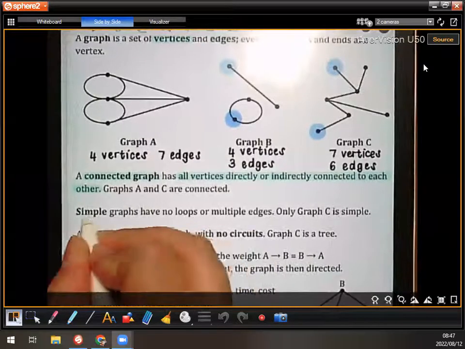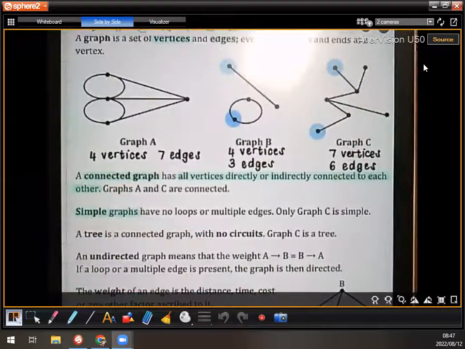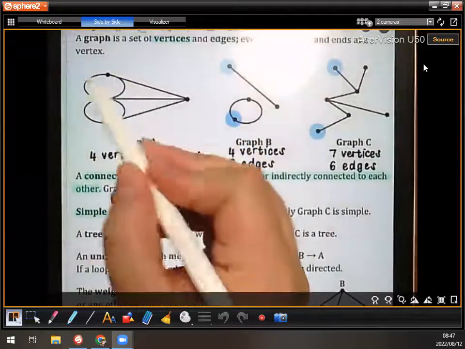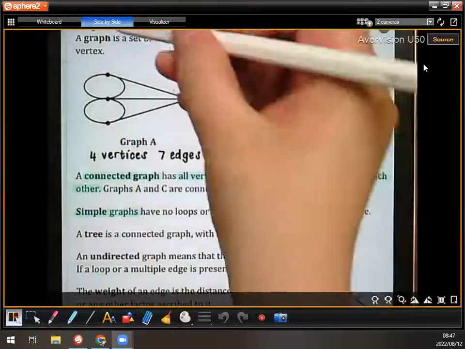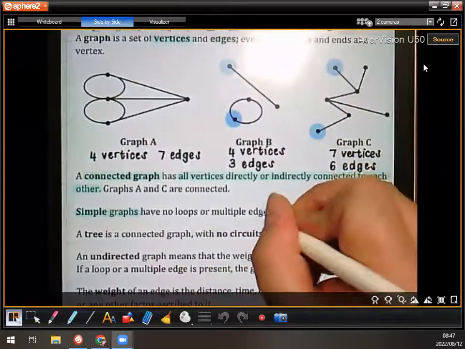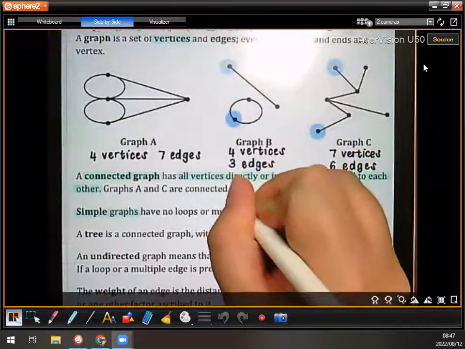Simple graphs, that's the next term. Simple graphs have no loops, which is what we would call this kind of thing, or multiple edges. What do they mean by multiple edges? I think what they mean there is multiple edges connecting the same two vertices. That's what they mean there. So, yeah, I will add in here all multiple edges directly connecting.